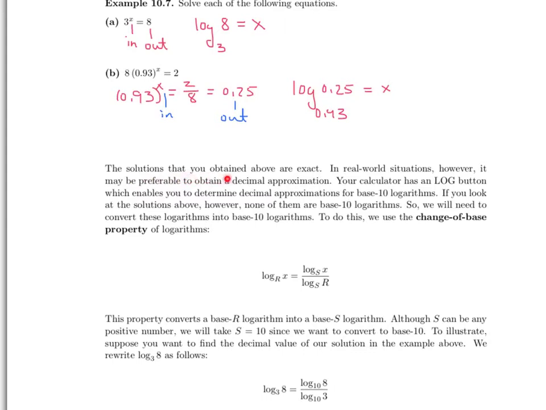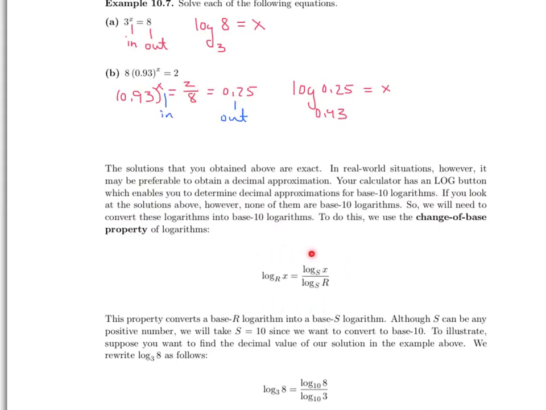We've said precisely what x must equal in order for x to solve this equation. The solutions that you obtained above are exact. In real-world situations, however, it may be preferable to obtain a decimal approximation. Your calculator has a log button, which enables you to determine decimal approximations for base 10 logarithms. If you look at the solutions above, however, none of them are base 10 logarithms. So we will need to convert these logarithms into base 10 logarithms. To do this, we use the change of base property of logarithms.